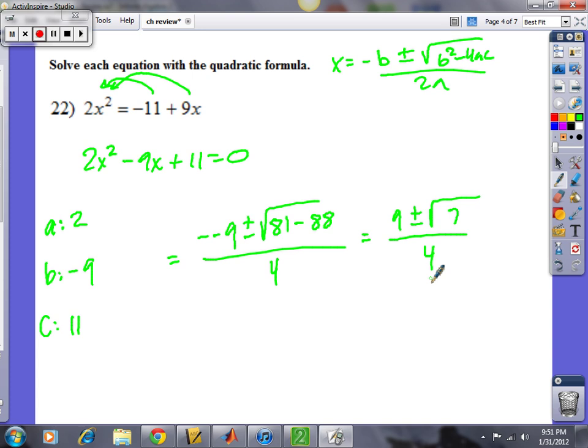Okay, can we go any further? Square root of 7. Can you simplify square root of 7? Can you divide 7 by 4? No. Can you divide 9 by 4? Simplify that fraction. You're done, I think. That is your answer. 9 plus or minus square root of 7 divided by 4.